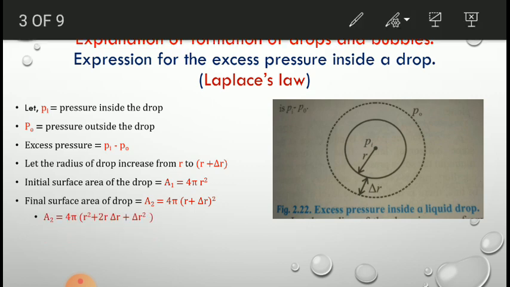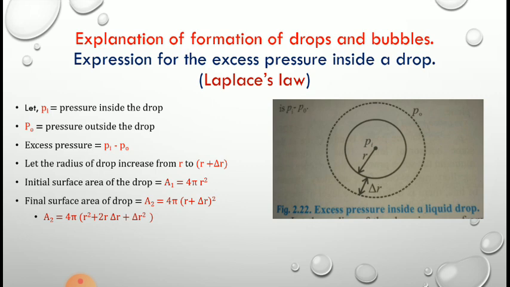The increase in surface area. So here, substituting, if we expand the bracketed term (r plus delta r) whole square, we get r square plus 2r delta r plus delta r square. And after multiplying it with 4 pi, we get this term.